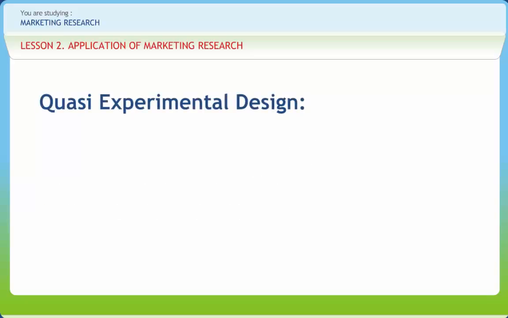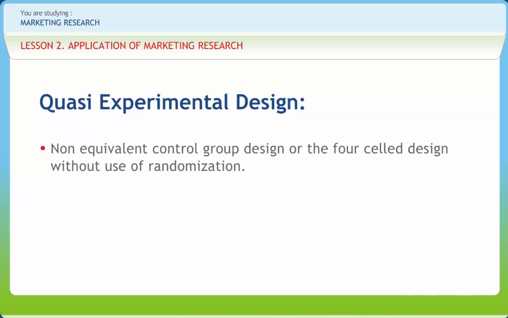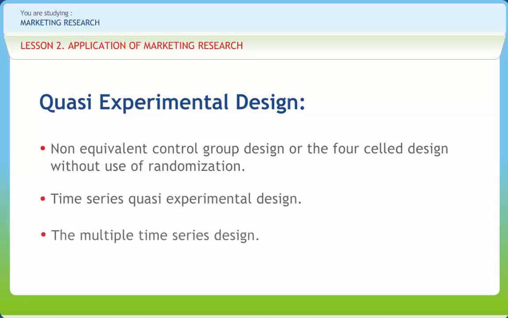Next is quasi-experimental design. It is one which has nearly full experimental control. Usually randomization is not possible. It has three subdivisions. They are the non-equivalent control group design or the four-celled design without use of randomization, the time series quasi-experimental design, and the multiple time series design.